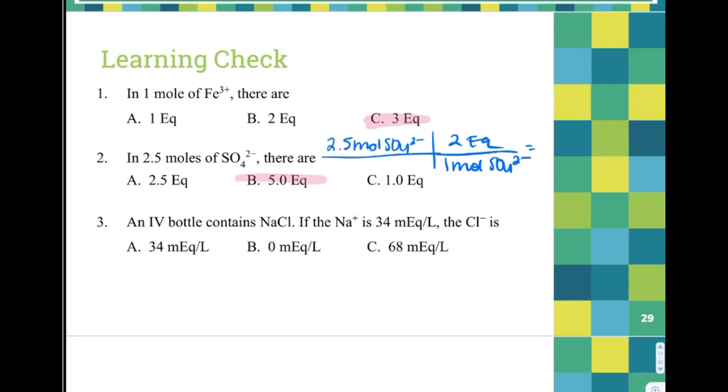If an IV bottle contains sodium chloride, if the sodium is 34, the chloride is also 34. The ionic compound has the same milliequivalents per liter for each ion.